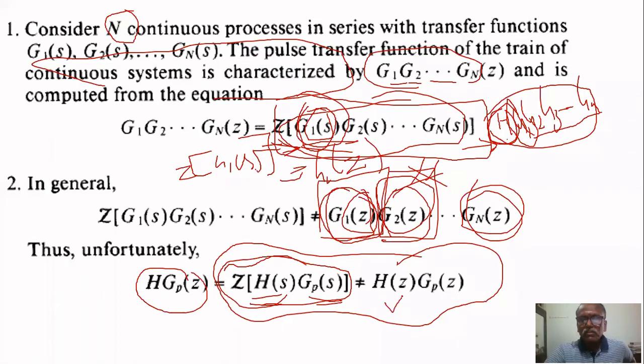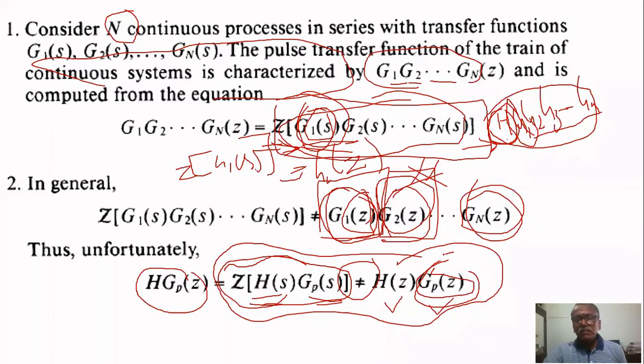Suppose you are having H of Z separately and GP of Z separately, assuming that it accepts discrete input. You got GP of Z. If you multiply, that is also not equal. So you should remember that if the system has a sampling period between two cascaded systems, then it can be found separately. In other words, each system should accept the discrete input.